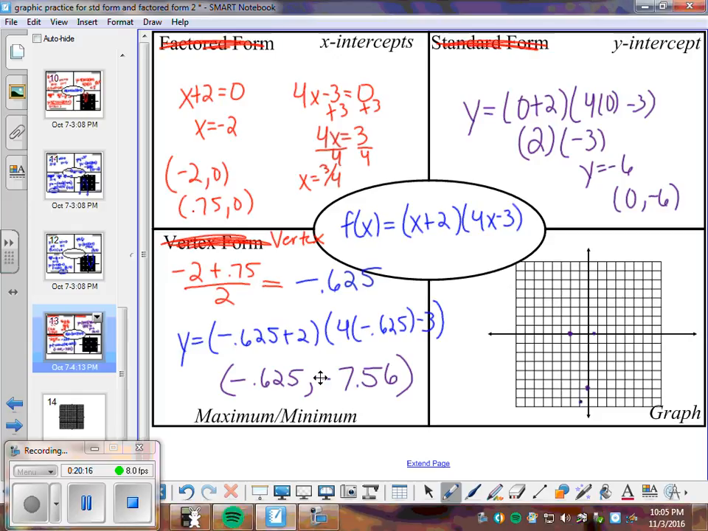Okay, so now we know it is a minimum. I forgot to say that, positive. So we're going to sketch it going up like so. Now that one was a little more complicated. We got more decimals in our answers because of the fraction. Be very careful that if you have 4x minus 3, when you set it equal, you realize you add the 3 and divide by 4. Be careful.